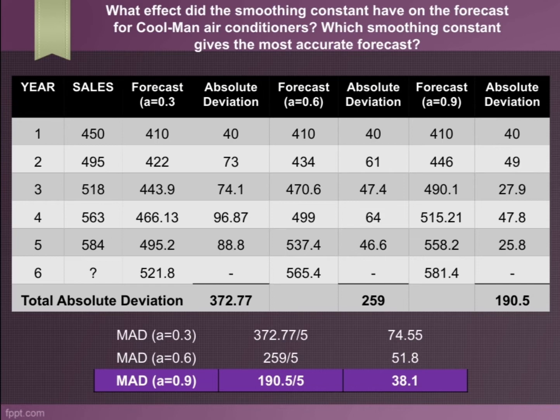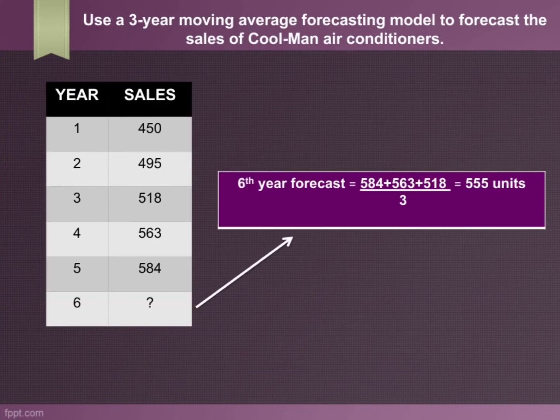So as we all know, mean absolute deviation is a measure of forecasting errors. Therefore, the lower it is, the better. The best of these is the exponential smoothing with the lowest mean absolute deviation of 38.1, since it gives us the lowest result. So it is the most accurate forecast.